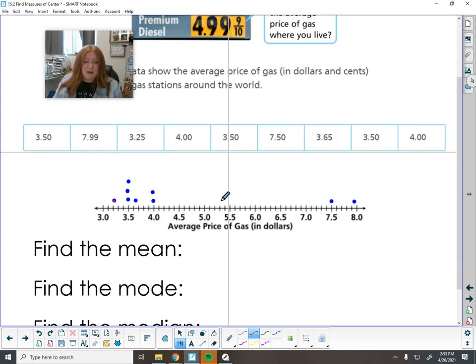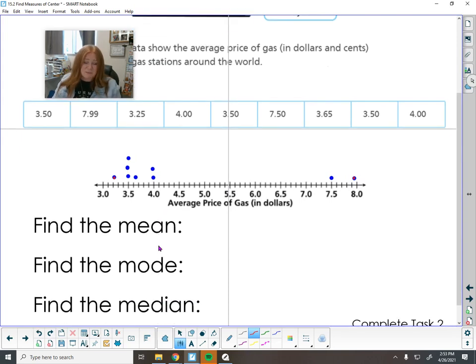So this dot matches to this one. Oh, sorry, I'm doing the wrong thing. So I'm going to skip down to the median since I already started. So the middle's in order. Find the middle here. So 3.5 matches to 7.5. Now I'm here and here.